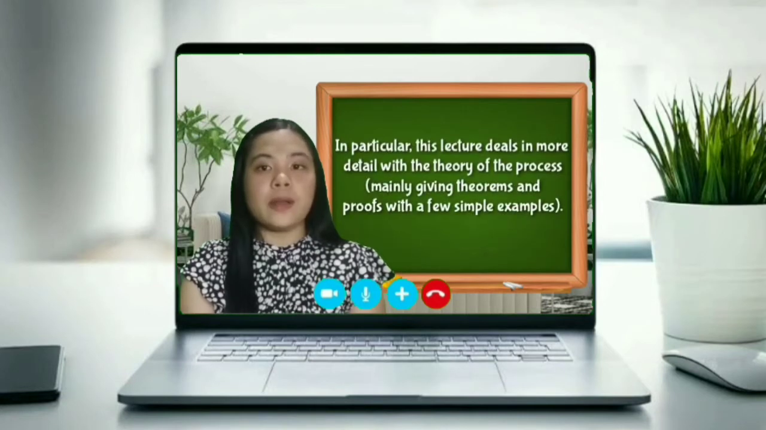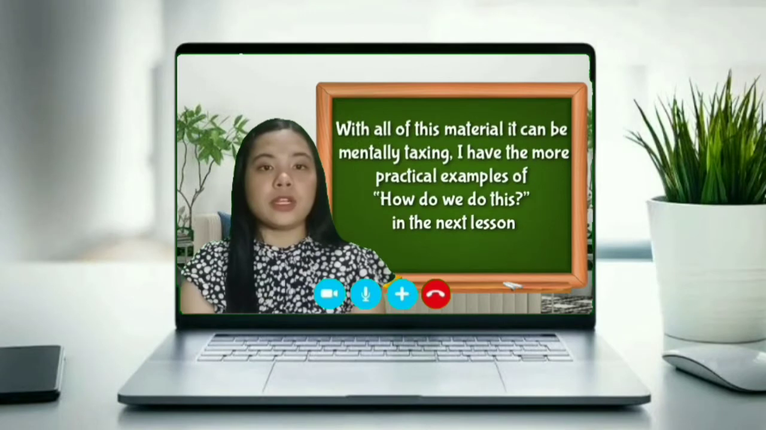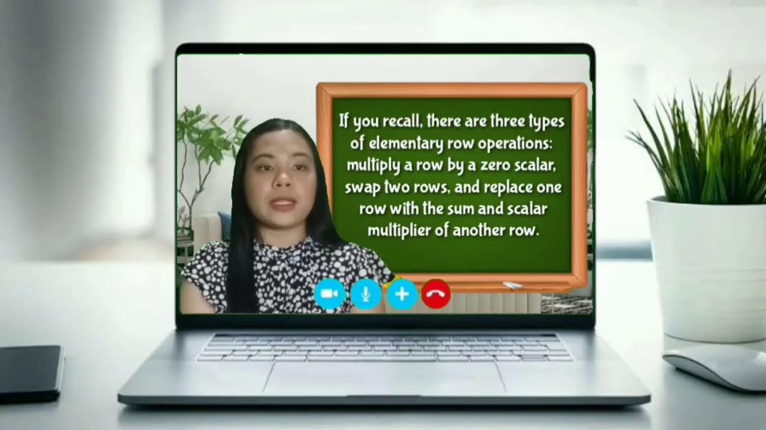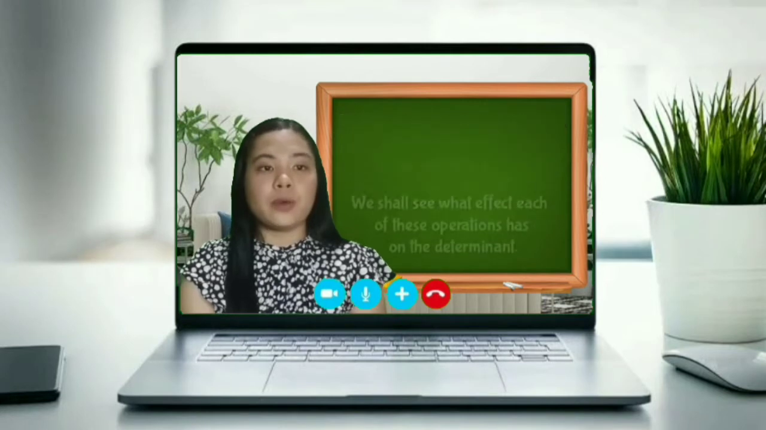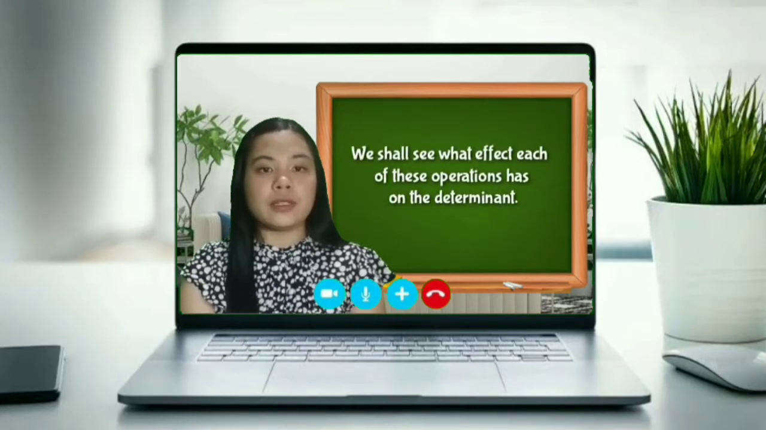In particular, this lecture deals in more detail with the theory of the process, mainly giving the theorems and proofs with a few simple examples. With all of this material, it can be mentally taxing. I have more practical examples of how we do this in the next lesson. If you recall, there are three types of elementary row operation: multiply a row by a non-zero scalar, swap two rows, and replace one row with the sum of it and a scalar multiple of another row. We shall see what effect each of these operations has on the determinant.